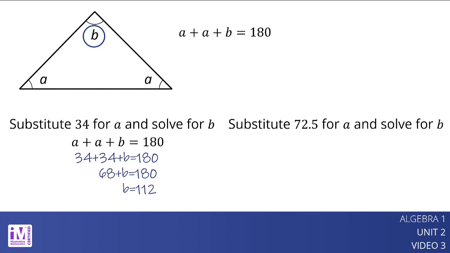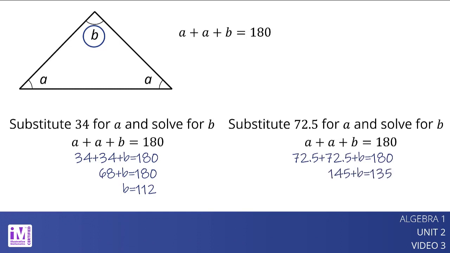What if a is 72.5 degrees? Let's substitute 72.5 for a and solve for b. So b equals 35. Instead of taking these steps over and over, whenever we know a and want to find b, we can rearrange the equation to isolate b. We have 2a plus b equals 180. We can subtract 2a from each side to get b equals 180 minus 2a.